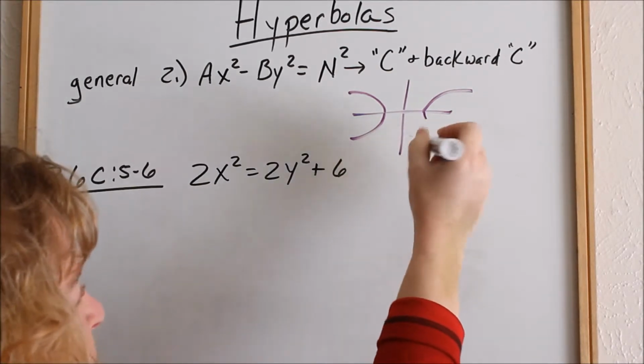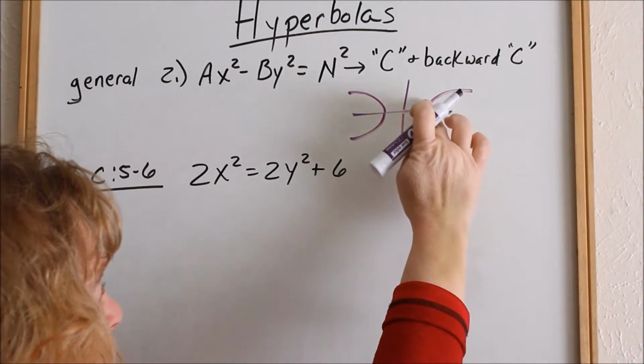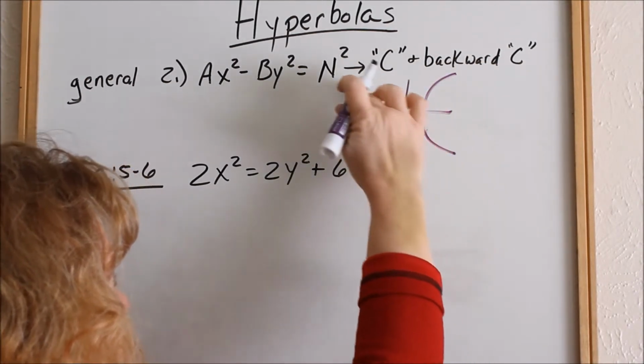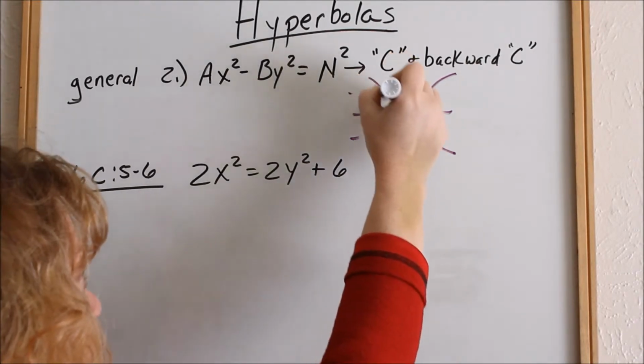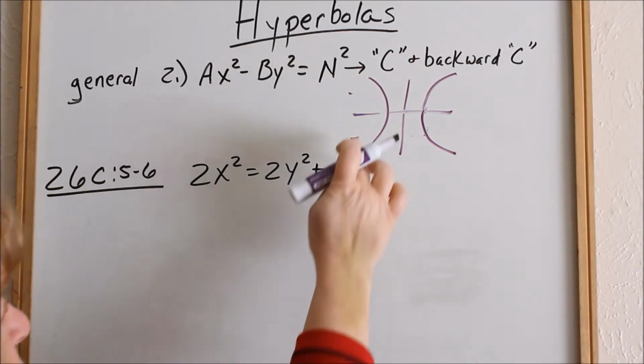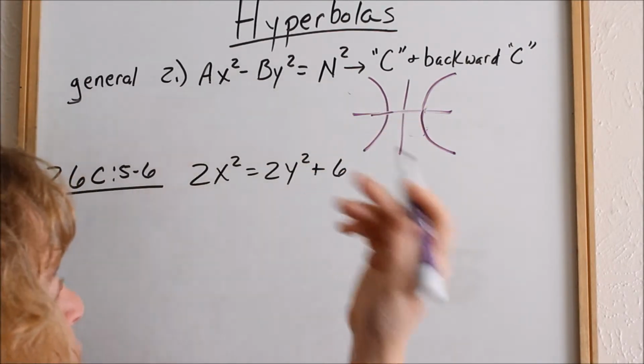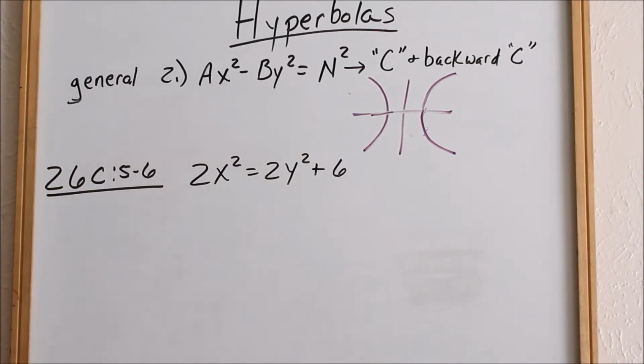So the shape of your hyperbola could be very rounded like that, or it could be very open like this. So I just in general call that a C and a backwards C, just so you get an idea of what it looks like.